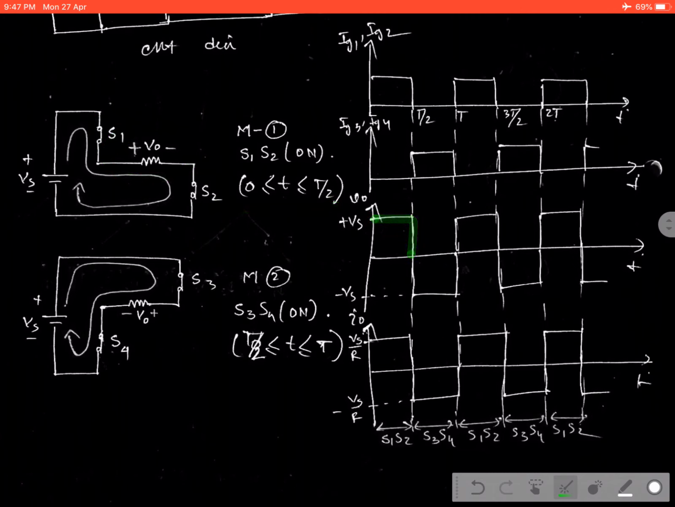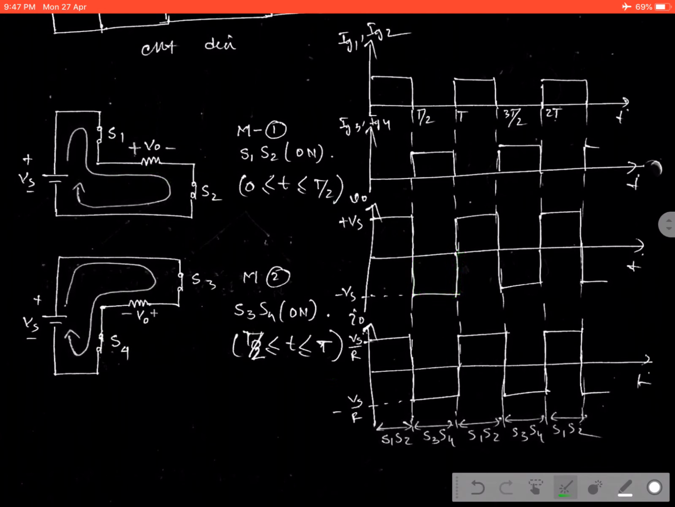In the next mode operation, S1 and S2 stop conducting and S3 and S4 become on, then the direction of the current is given in this circuit. Now the polarity of the voltage is opposite with respect to the previous one, as well as the direction of the current is opposite with respect to the previous one. That is why we can say the polarity of the voltage and the current is in the opposite direction during T by 2 to T.